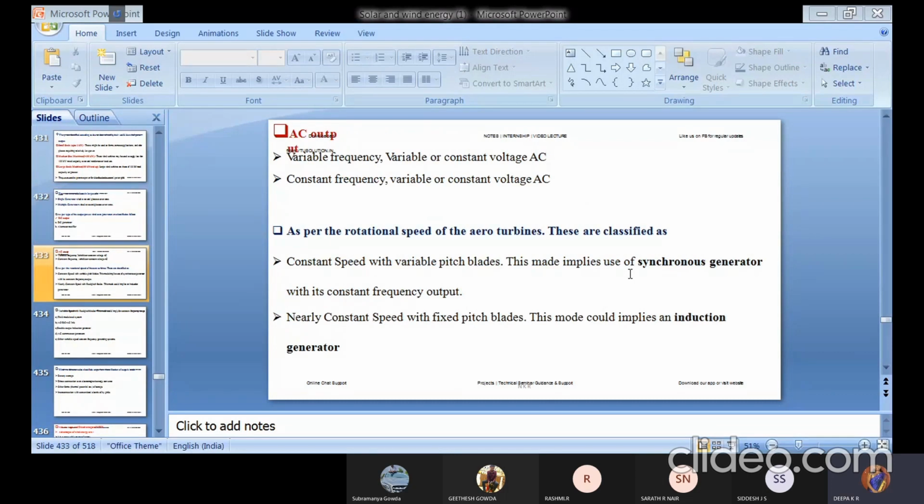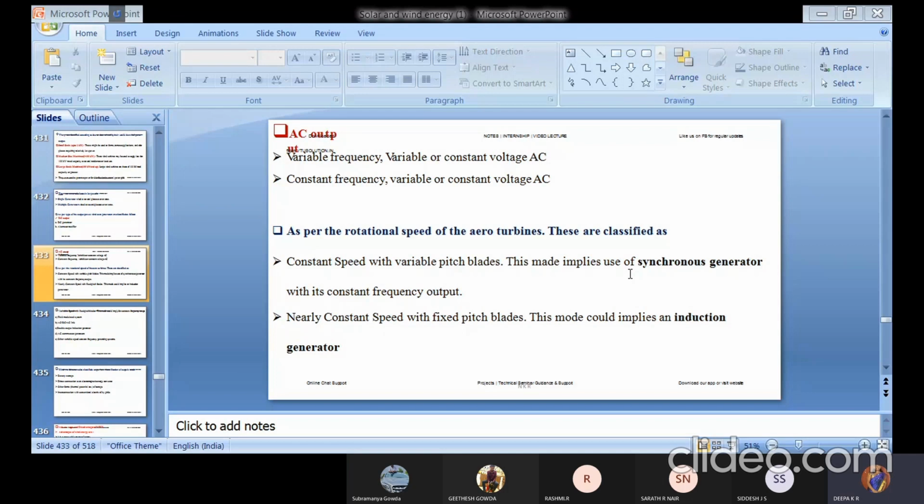Next, based on AC output, again we have two parameters. One is variable frequency with variable or constant voltage AC. Another one is constant frequency with variable or constant voltage AC. In the fixed case, you are not going to vary the frequency, just your voltages will be variable. In some cases you keep the frequency constant, say 25 hertz, 30 hertz, 40 hertz like that, but your voltages will be in variable or constant mode. So that is with respect to AC output.